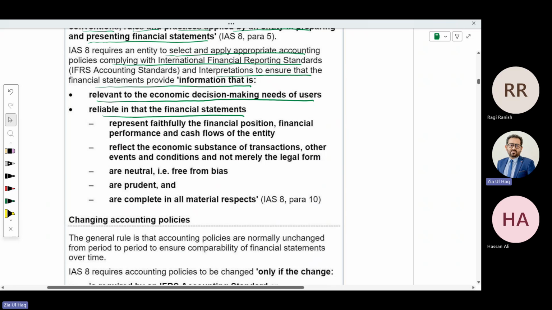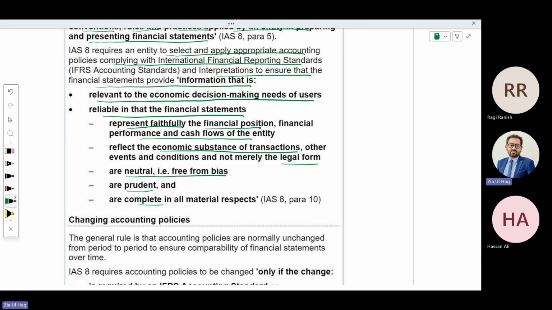producing reliable financial statements. What is meant by reliable financial statements? Financial statements should represent faithfully the financial position, financial performance, and cash flow. Reflect the economic substance of transactions, meaning economic reality rather than legal reality. Are neutral, meaning free from bias. Are prudent. Prudence means future expenses should be recorded immediately, but future income should be recorded when it occurs.